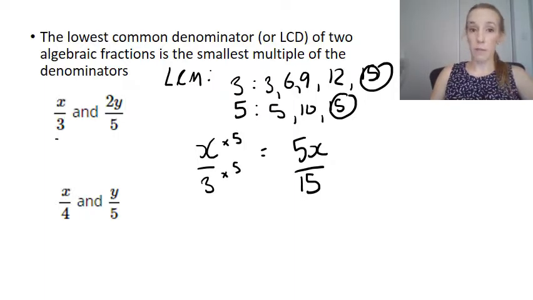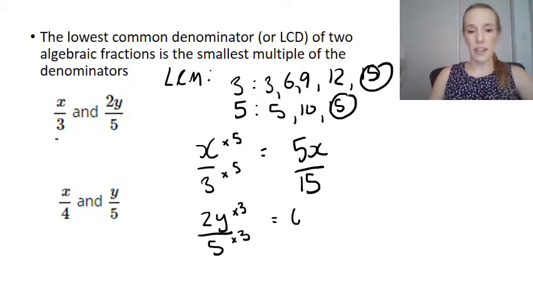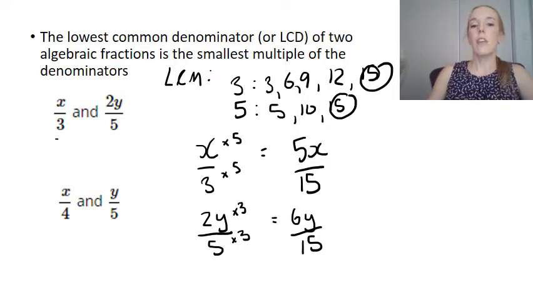We also have to do the same for our 2y over 5 fraction. We want to change it to have a denominator of 15, so we have to multiply both by 3. So 2y times 3 is 6y, and 5 times 3 is 15. So now we've got two fractions, both with the same denominator of 15.